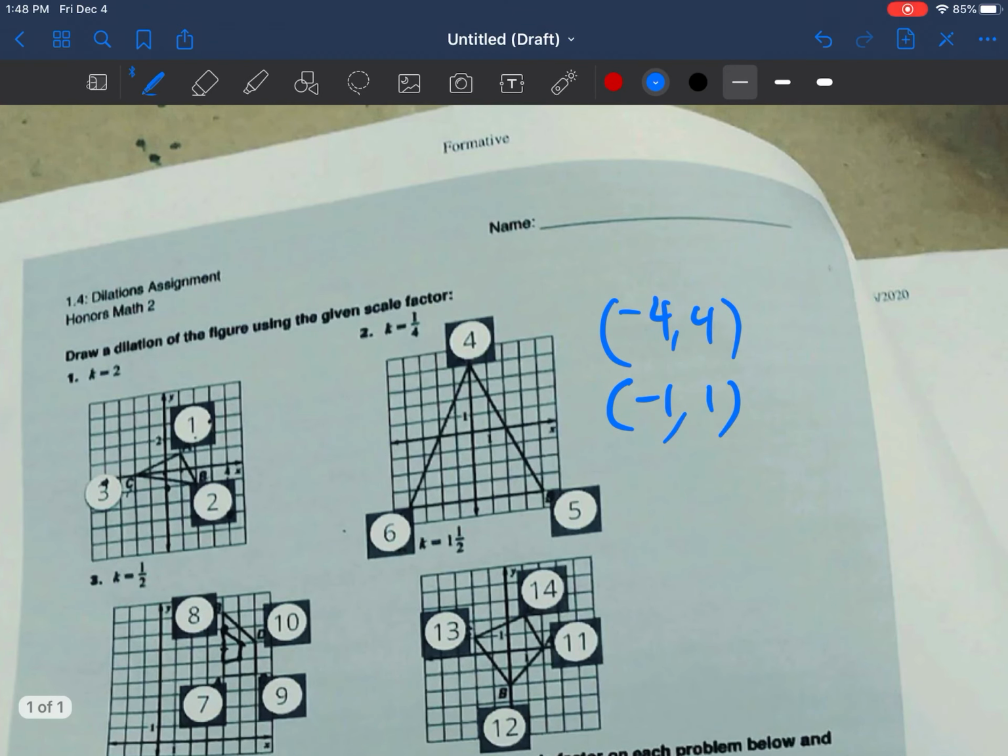And I'm sorry, that's a negative. So it's -4, -4. So it's going to be -1, -1. Okay, so the answer to number 6 is -1, -1.